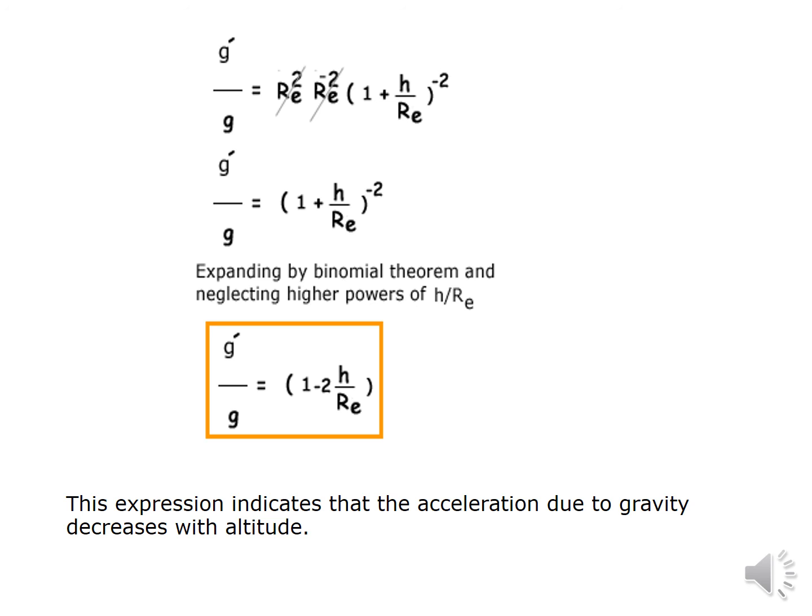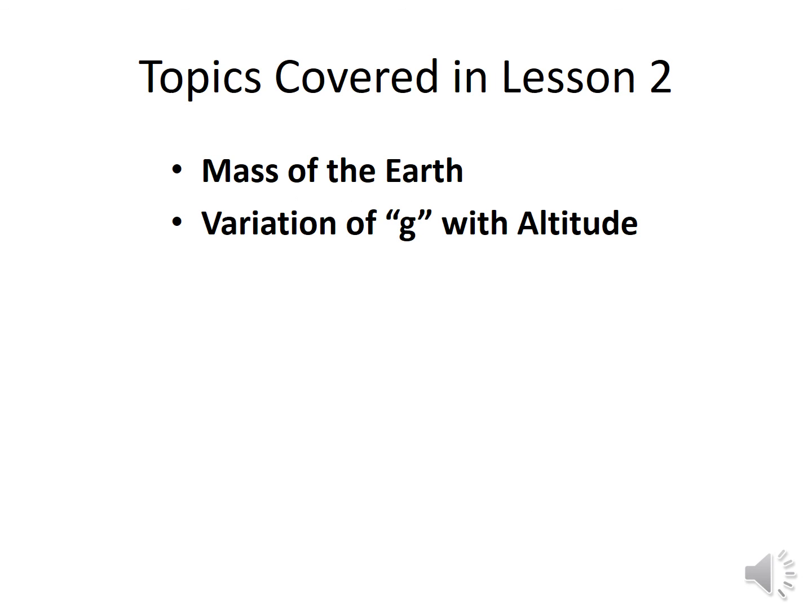So with this we conclude the topic on the value of acceleration due to gravity: small g decreases with altitude. We covered these two topics: a quick recap of the mass of the Earth and the variation of g with altitude.